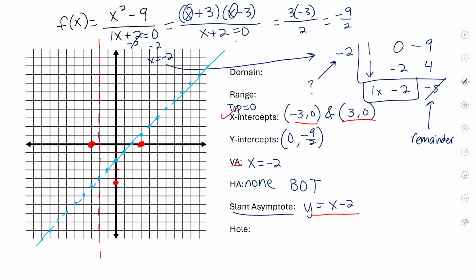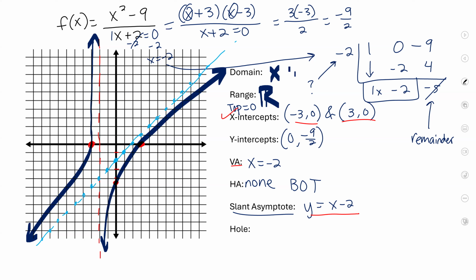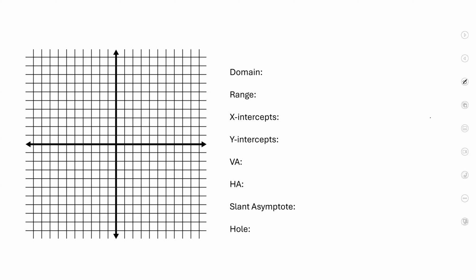Okay, so your graph is going to go through the points that we drew. So go along the asymptote, go through the point you just drew. Along the asymptote, go through the points. And that's your graph. Your range is all real numbers. X cannot be that vertical asymptote, which is at negative 2. I'll do one last one.